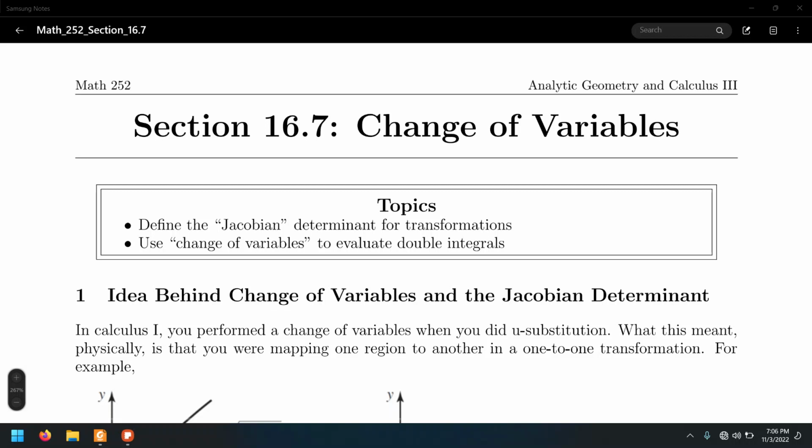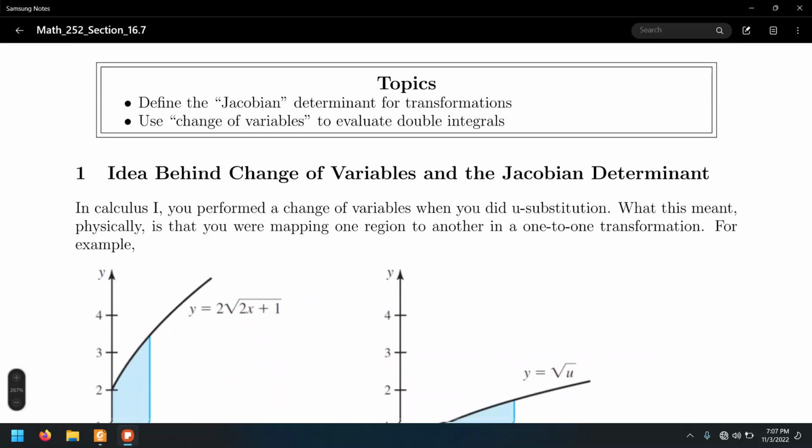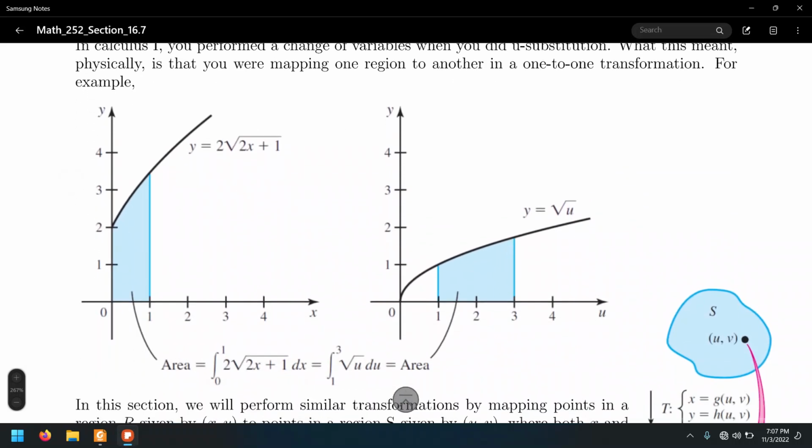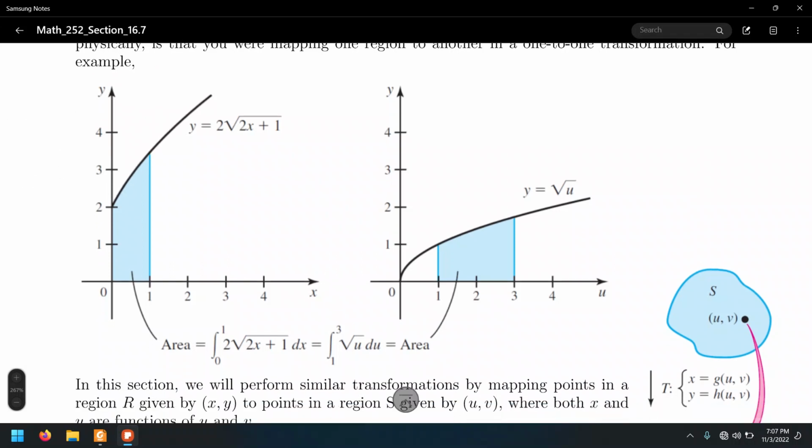Well, actually, I don't know if you ever wondered why you did the U substitution back in Calc 1, or what's really the idea behind it. For example, you were asked to evaluate the integral of 2 root of 2x dx from 0 to 1. Ultimately, that's going to give us the area under that curve. All right? However, they told you about the U substitution to make the problem a lot easier.